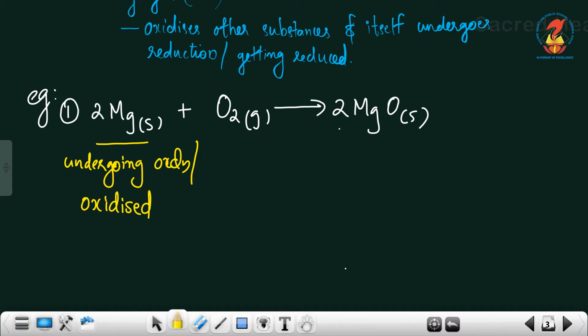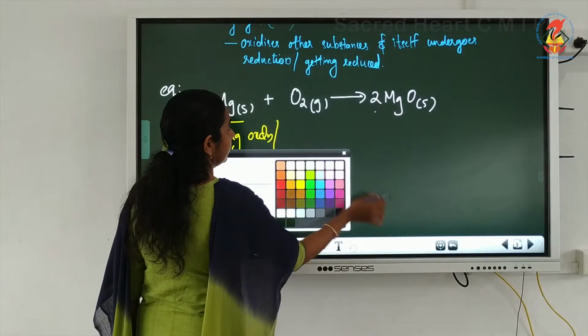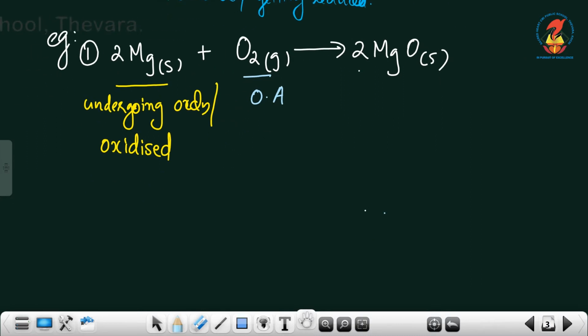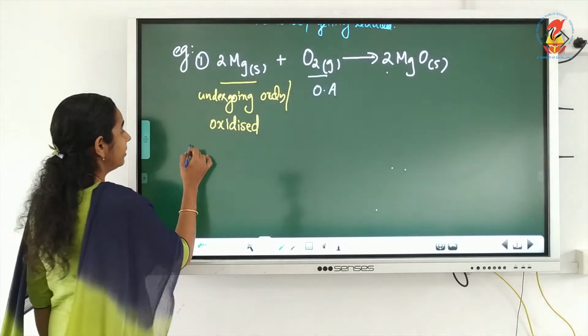So who is oxidizing magnesium here? O2. So we can call this O2 the oxidizing agent, because O2 is oxidizing magnesium to magnesium oxide. So this is one example for oxidation.